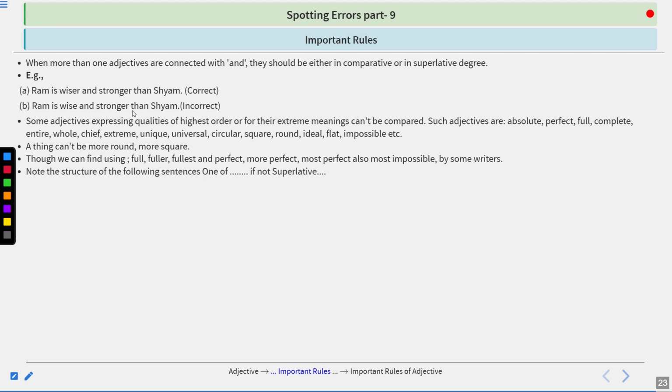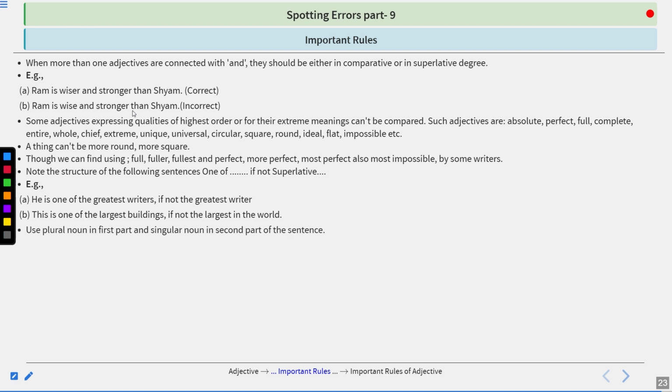Note the structure of the following sentences: one of the superlative, if not superlative. He is one of the greatest writers, if not the greatest writer. This is one of the largest buildings, if not the largest in the world. Use a plural noun in the first part and a singular noun in the second part of the sentence. One of the superlative plus plural noun, if not the superlative plus singular noun. So you have to use this kind of structure. I hope you've understood.